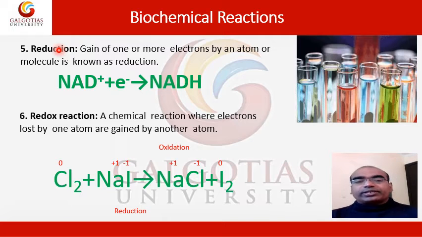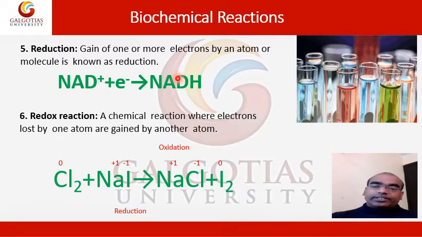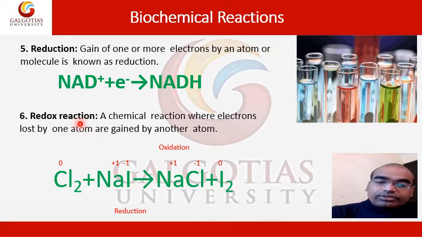Just opposite to oxidation is called reduction. Gain of one or more electrons by an atom or molecule is known as reduction. Here you can see NAD plus, then one electron is going to be added, and after this reaction you can see NADH. So this is called the reduction process, just opposite to oxidation. Then there is the redox reaction, when both oxidation and reduction take place.